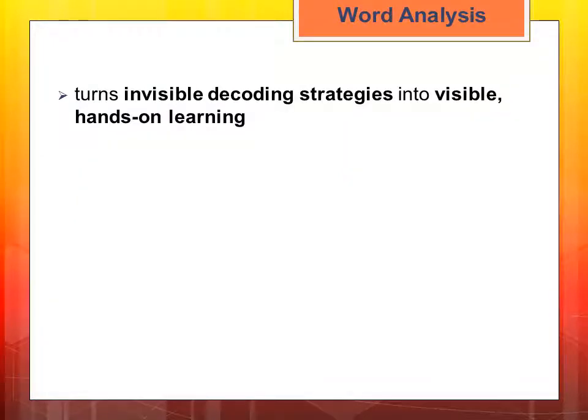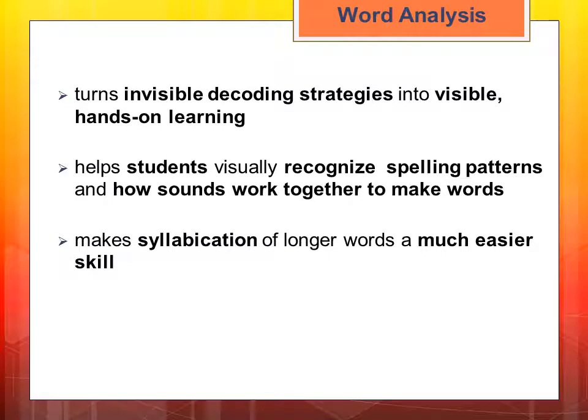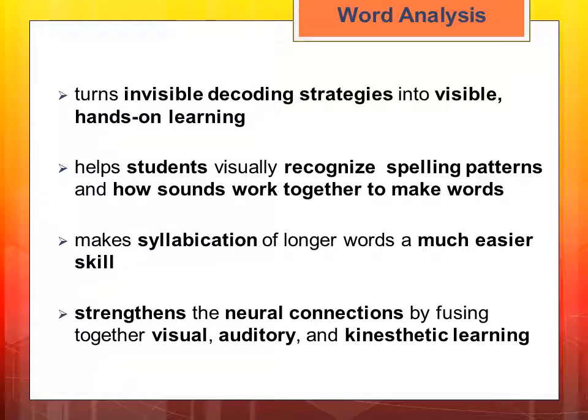When students learn to use the coding system during word analysis, the complexity level has been ramped up because it turns invisible decoding strategies into visible hands-on learning. It also helps students visually recognize spelling patterns and how sounds work together to make words. It makes the syllabication of longer words a much easier skill and strengthens the neural connections by fusing together visual, auditory, and kinesthetic learning.